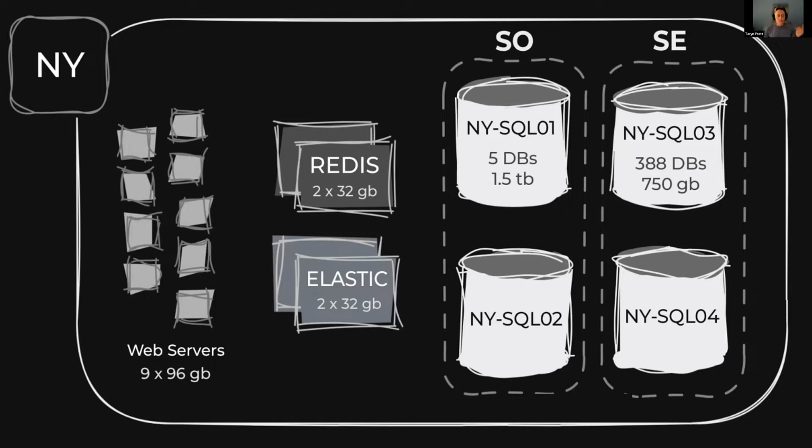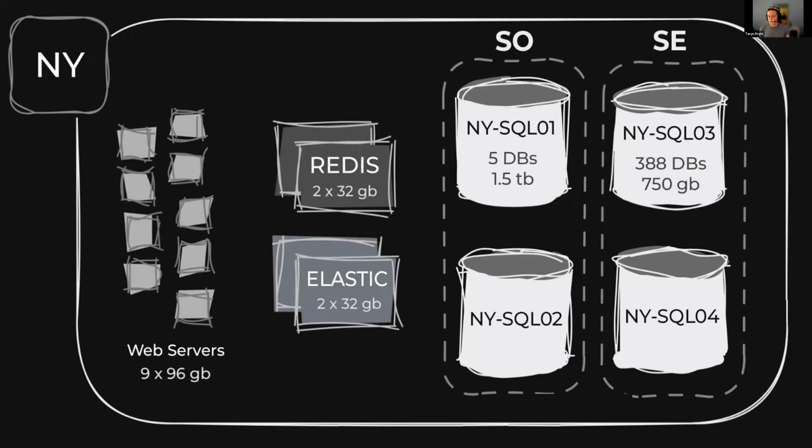The infrastructure is basically 9 web servers. They use Redis for some caching, Elastic for search. And then there are 4 SQL servers that handle all of the public facing sites outside of Teams. We're not talking about Teams for this. So within the public facing sites, I'm talking about Stack Overflow and then the Stack Exchange network of sites.